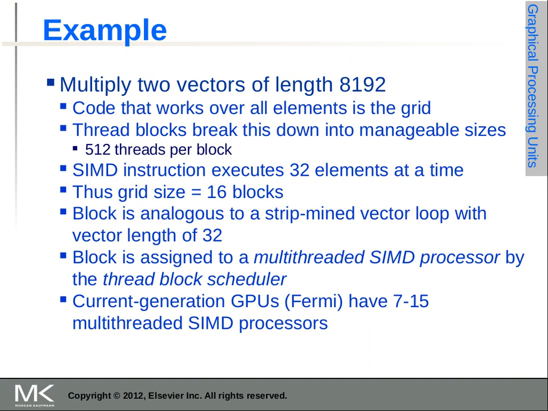So multiply two vectors of length 8,192. All right, code works for all elements in the grid. Thread blocks break this down to manageable pieces, so you have 512 threads per block. Each instruction can execute 32 at a time. So the grid size is 16. Why is the grid size 16? What's that? 512 over 32. Yeah, okay. All right.